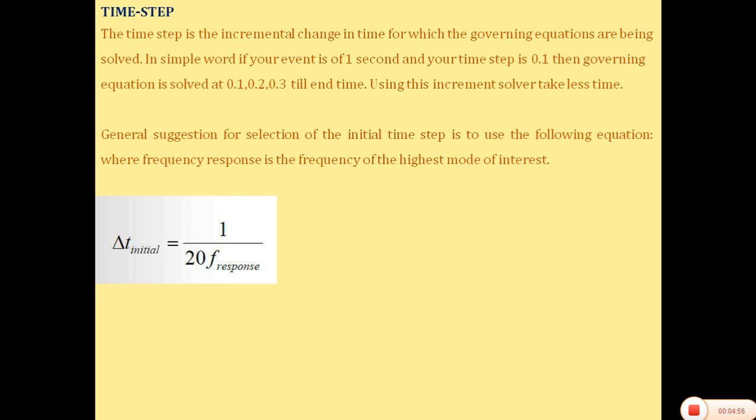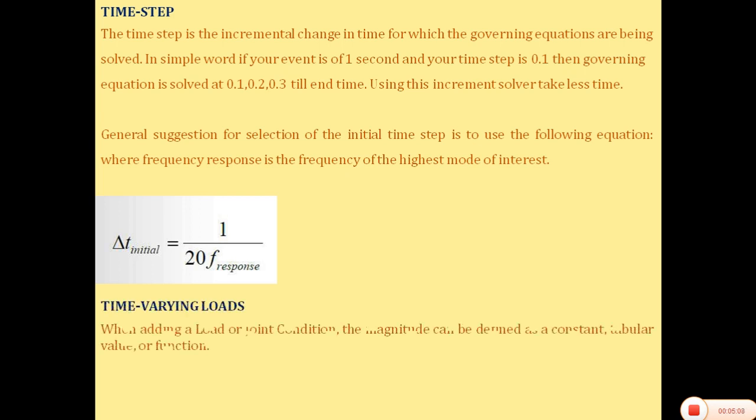So this is the normal way of calculating the time step in ANSYS. Guys, please don't get confused. We will see each and everything in detail. Just have patience. So, time varying load: what is meant by time varying load?